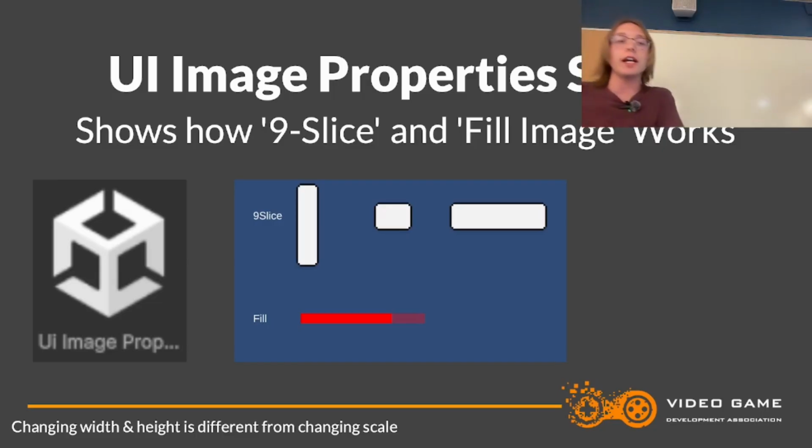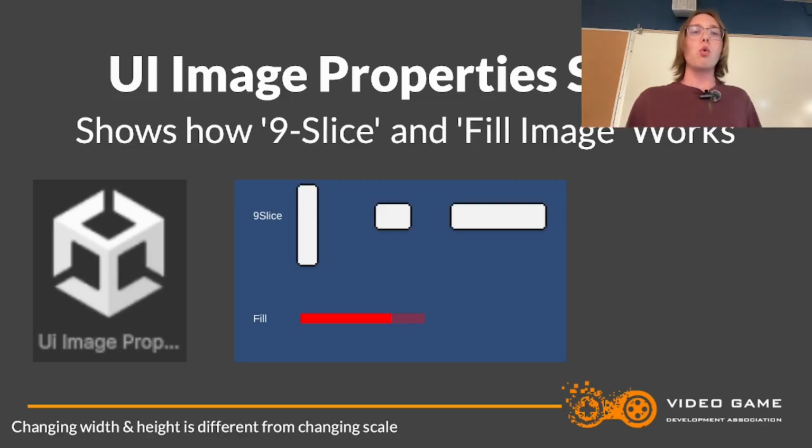That's because 9-slice specifically listens to the width and the height to determine how wide the sprite is going to be and how tall it is going to be. Then it scales properly so that it doesn't look weird.